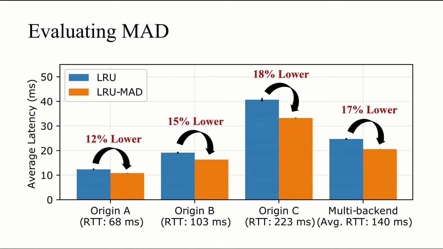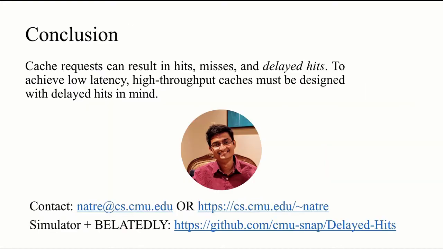Unfortunately, I don't have time to go over these, but if you're interested, we present all of these graphs in the paper. So in conclusion, caches have not just hits and misses, but also delayed hits. As a result, we should design our latency minimizing caches to account for these, especially as we look forward to ever-increasing trends in bandwidth. Thank you, and I'm happy to take any questions.